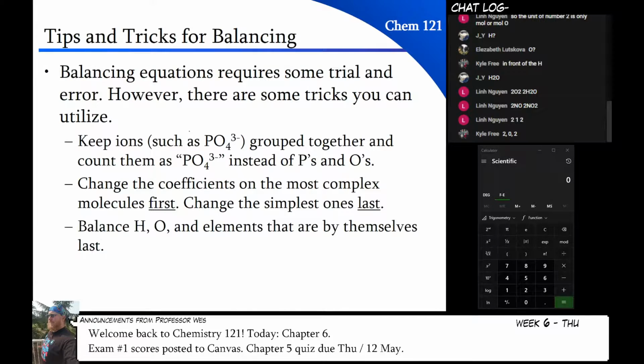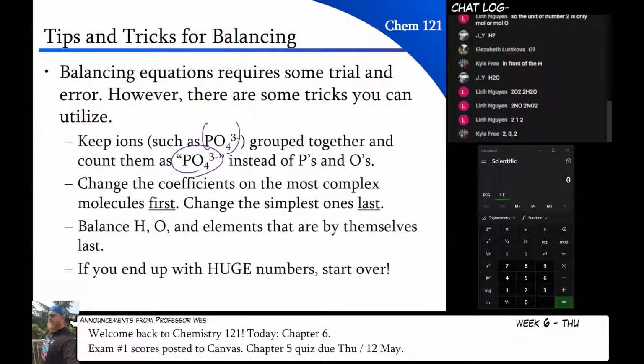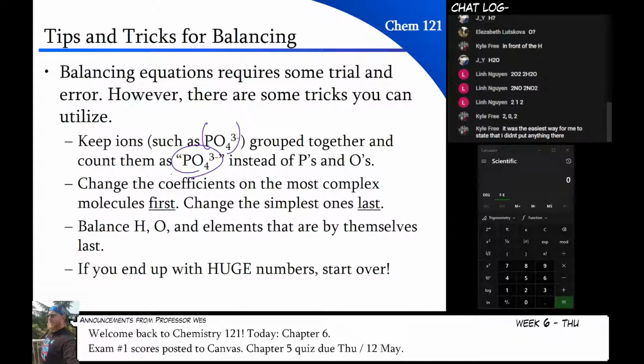Now, there are some little tricks that can help you out here. If you see common polyatomic ions like phosphate right here, just writing out phosphate instead of P's and O's can help you. It saves you a little bit of time, and then you're just counting phosphates. This is particularly important if you have other sources of phosphorus and oxygen. This will save you a lot of trouble.